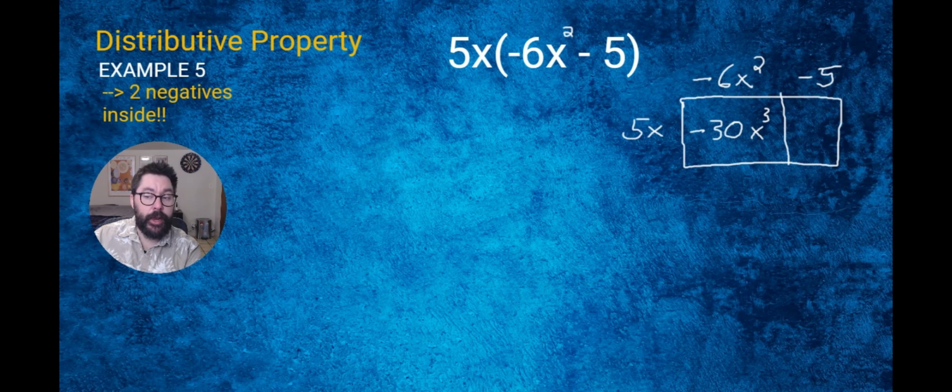Now we go to the second room. We have a minus 5 here times a 5x here. Again, a positive times a negative. Let's make that negative. And then we have 5x times 5, and that's going to be 25x. And again, if you're using this visual approach, we can just write it out. Negative 30x cubed minus 25x.